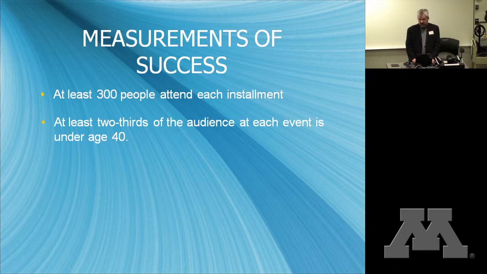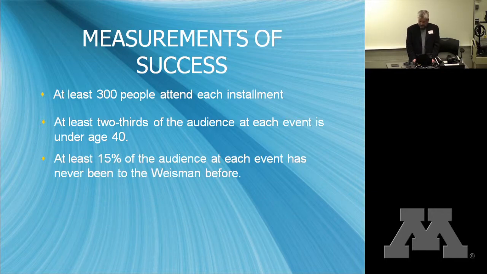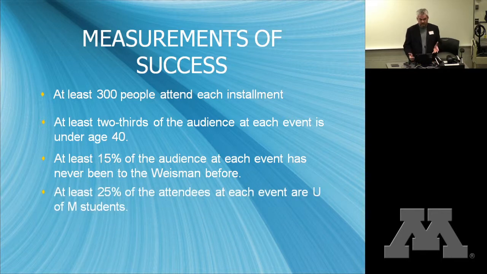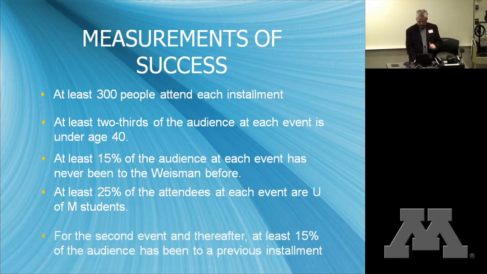2/3 of the audience we wanted to be in the age demographic. So that was going to be a measure of success. 15% brand new to the Weitzman. And 1/4 of them students. So those were the 4 sort of things that we said, if we can do this, we'll have been successful.